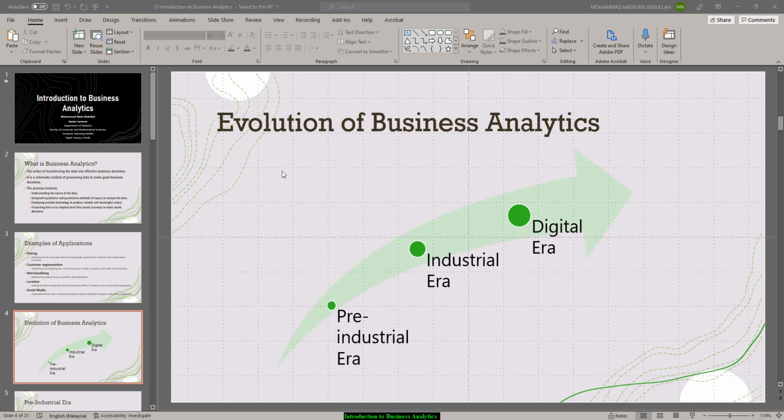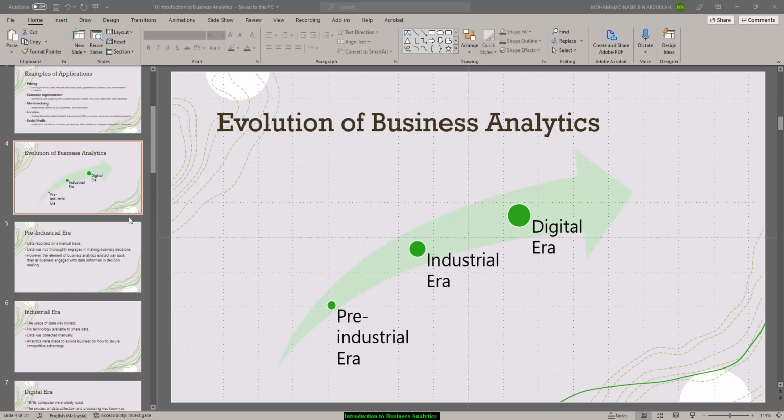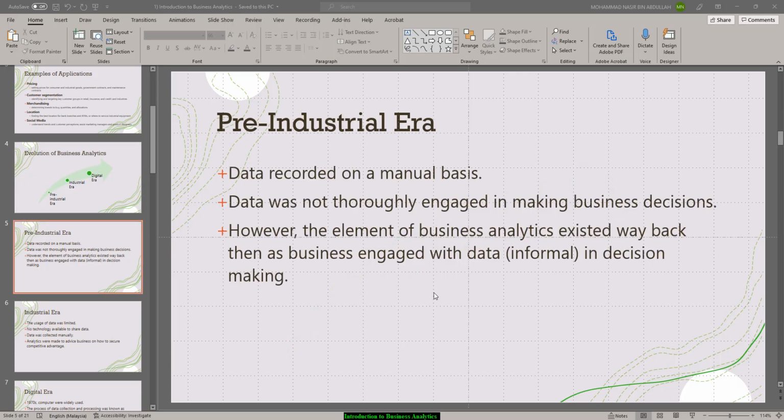This is the evolution of business analytics, right? It starts from the pre-industrial era, industrial era and digital era. So what is the difference between the pre-industrial, industrial era and digital era? Pre-industrial era is where the data is recorded manually as a basis, right?